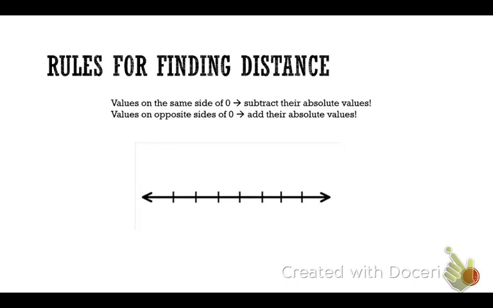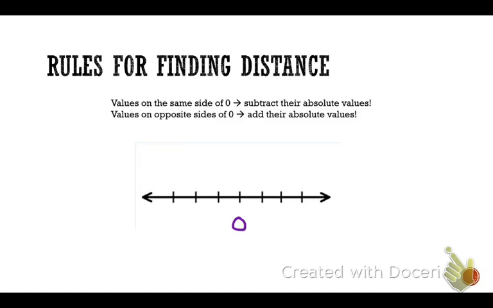What's our starting point on a number line? Zero. Okay, so 0 is our starting point. It always is. So here's my rule. If my two values that I'm trying to find the distance between are both on the same side, so they're maybe both negative, I'm going to subtract their absolute values. That'll make more sense when we start doing them. If they're on opposite sides, one is negative and one is positive, then I'm going to add their absolute values.